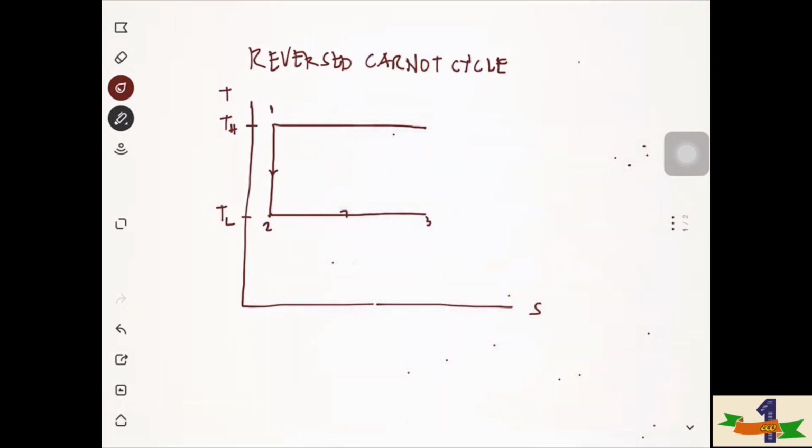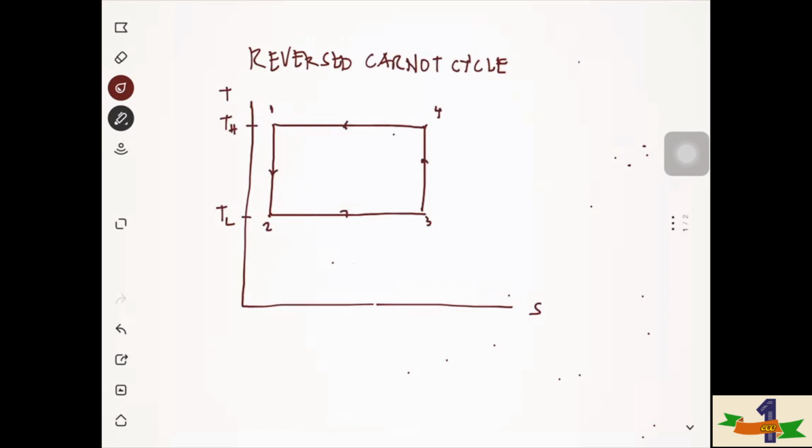to point 3, this is considered to be isothermal, and point 3 to point 4, this is isentropic, and point 4 to 1, that is isothermal or equal temperature.